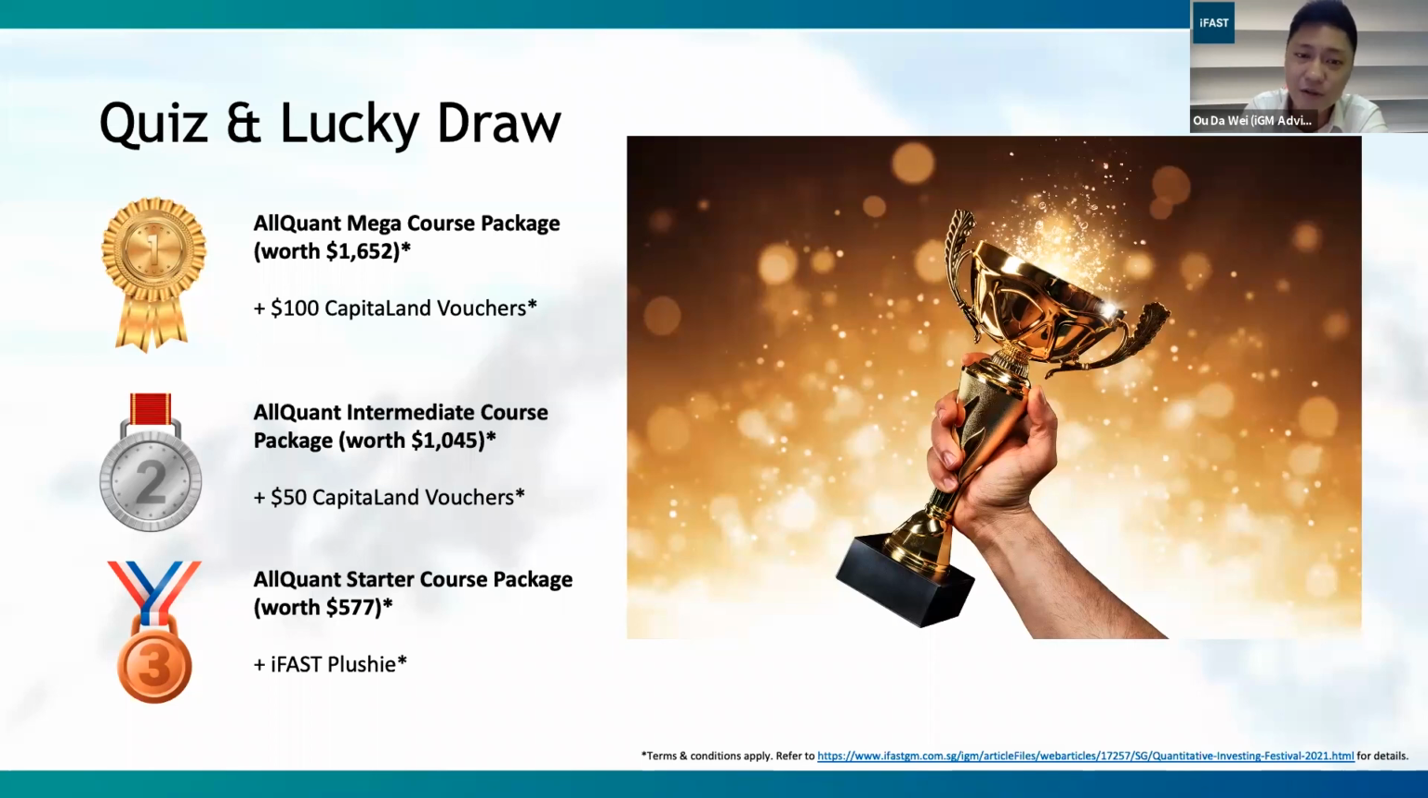In fact, AllQuant's own students have, through the strategies that they have learned, run their own quant investing strategies in markets across Europe, US, and Asia. I know this because I've had the chance to speak with some of them, and wow, they are really very strong in running these quant investing strategies.